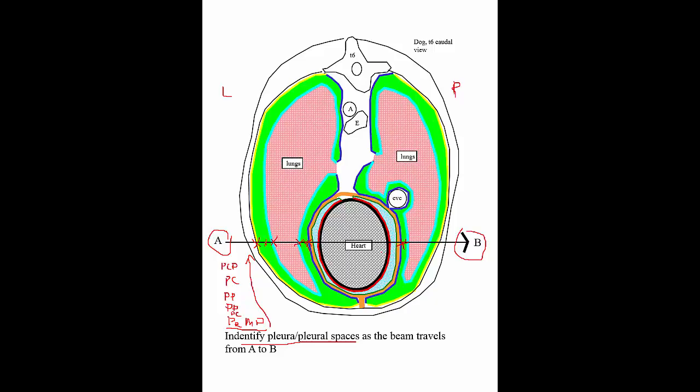So we'll run this back out: pericardial mediastinal pleura, pleural cavity, light blue pulmonary pleura, lungs, pulmonary pleura, pleural cavity, and parietal costal pleura, and then you're out. So basically, if you're coming straight across at the level of the heart from animal left to animal right, these are the layers of pleura and pleural spaces you would hit.